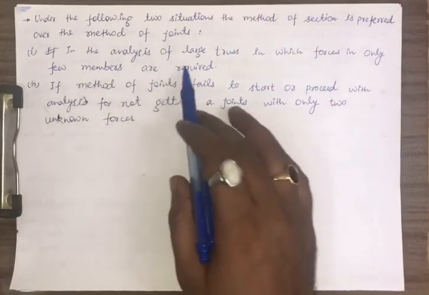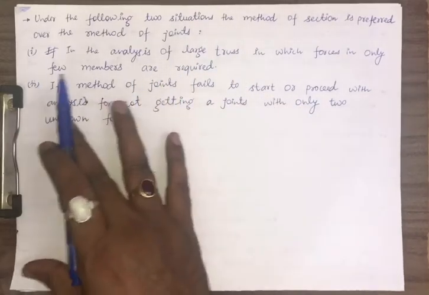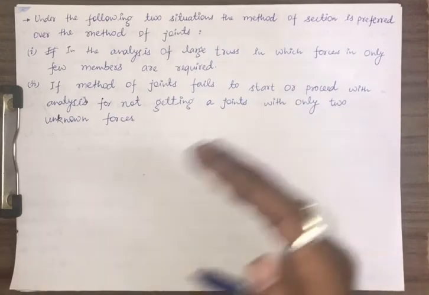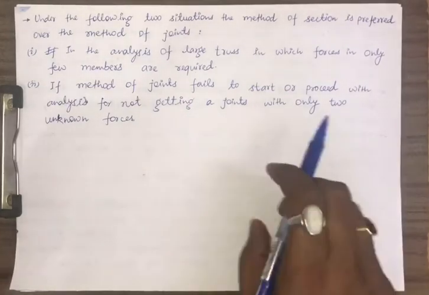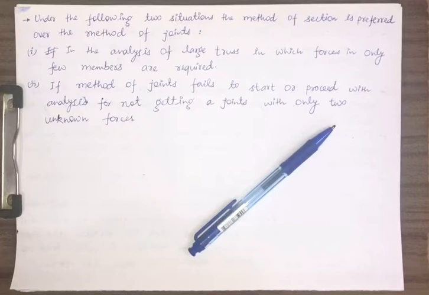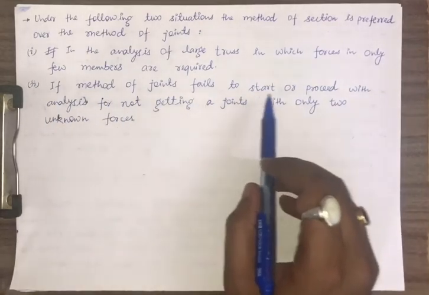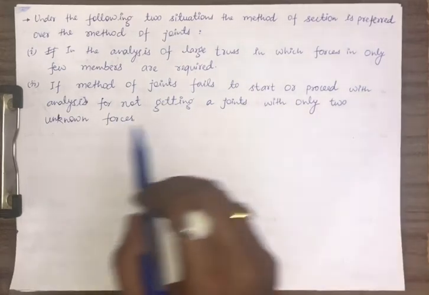The first situation is the analysis of a large truss in which forces in only a few members are required. A very large truss is there, and we do not need to know the forces in all the members. We only want to calculate the force in a few members. Then instead of the method of joints, we use the method of section. The second condition is if the method of joints fails to start or proceed with the analysis because we cannot get a joint with only 2 unknown forces.